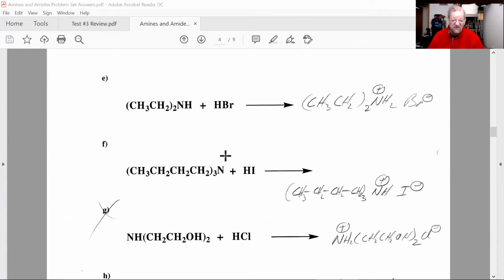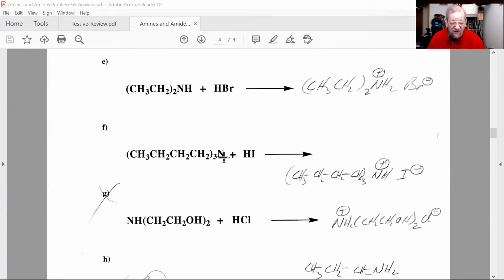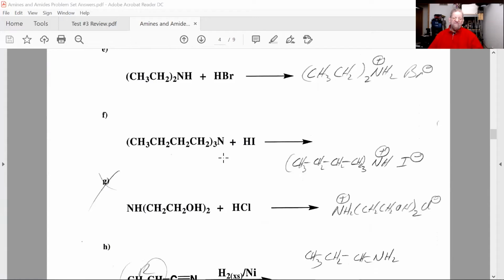I have a few more examples. G, cross off. I got over excited. I'm in one of my favorite areas of organic chemistry.